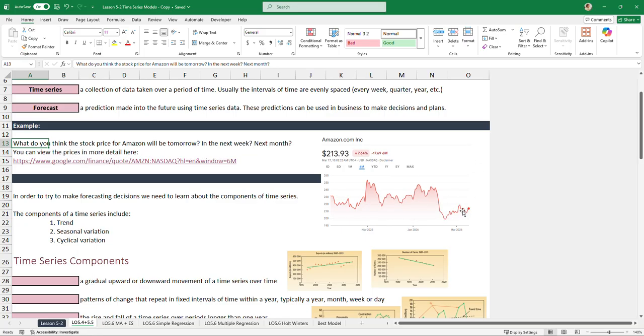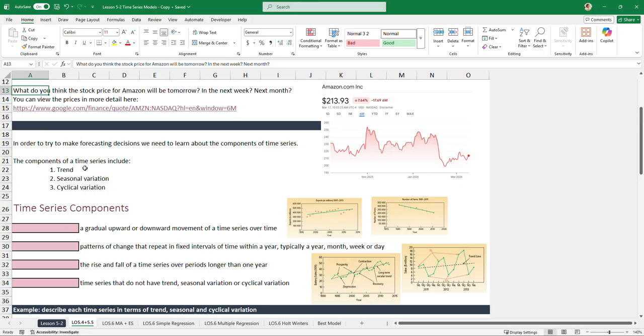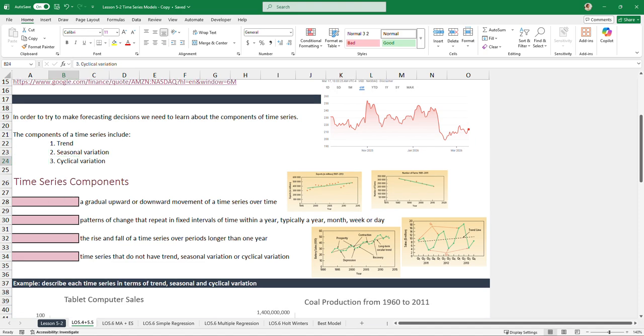So in order to try to guess at what's going to happen next, like if this stock price will continue to go up or if it's going to go down in the next day or week, for example, we need to be able to talk about what patterns we see in the time series. We call these the components of a time series, and we're going to break down the components in terms of 3 pieces: trend, seasonal variation, and cyclical variation.